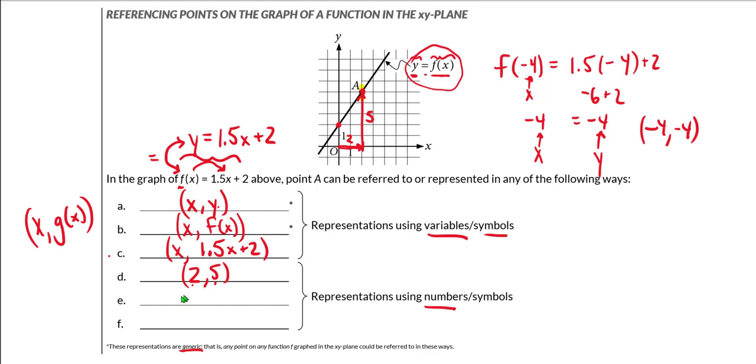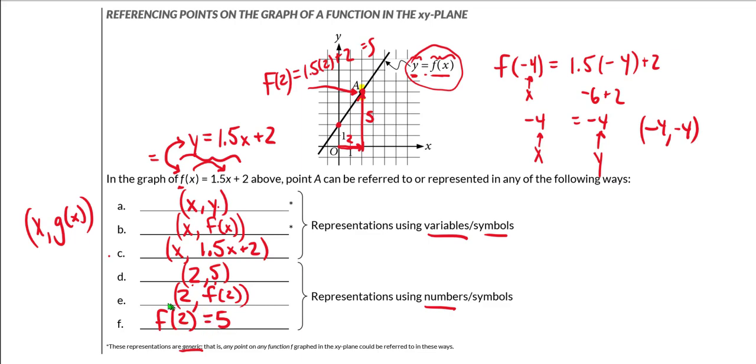In terms of another way that we could represent this point, we could call it 2 comma f of 2. Because remember that the y value at this point is whatever f of 2 is, and of course f of 2 is 1.5 times 2 plus 2, that's 3 plus 2, that equals 5, and that makes sense because the y value right there is 5. So we could refer to that point as 2 comma f of 2 in the same way that we can refer generically to any point on any graph as x comma f of x. We can refer to this as 2, f of 2, where 2 is the x value and f of 2 is the y value.